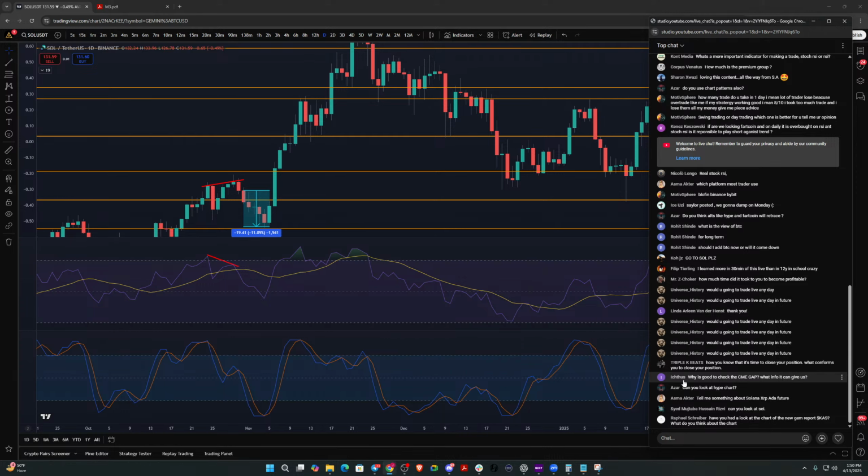Let's see, Ichtha says, why is it good to check the CME gap? What info can it give us? So the CME gap happens whenever, let's say CME closes on Friday, there ends up being a gap over the weekend, and then it gaps down or gaps up the following Monday. It's a self-fulfilling prophecy that I would say 8 times out of 10, the price ends up filling that gap. I know there's some better fundamental analysis as to why it does that, but the fact is, it does fill that gap the majority of the time. So what you can do to your advantage is, anytime there's a CME gap, like we've been posting in Gem Hunters, you can expect price to gravitate towards that.